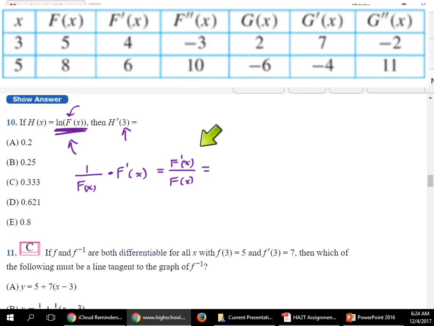Let's see, what is f prime of 3? That's going to be 4. And then we have f of 3, which is 5. And that's our answer, 4/5. Oh, of course they give me decimals. That's 0.8, right? Yeah, 0.8.